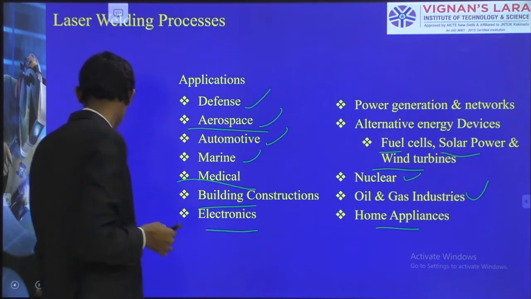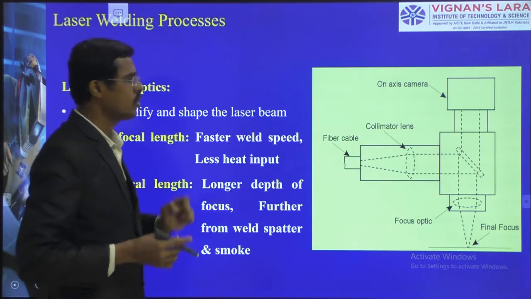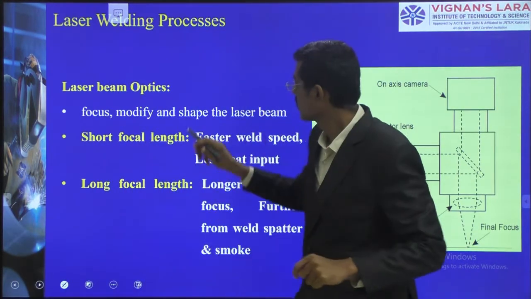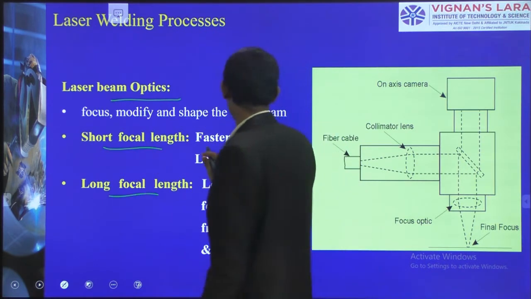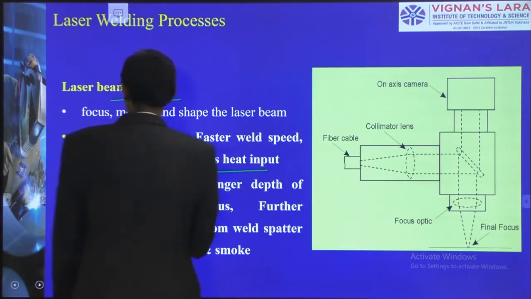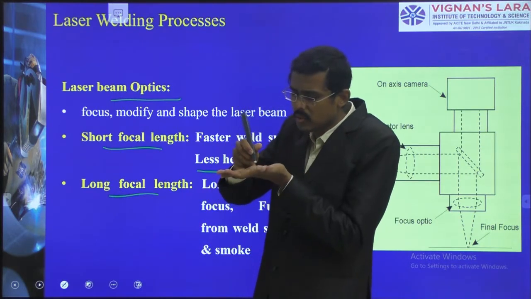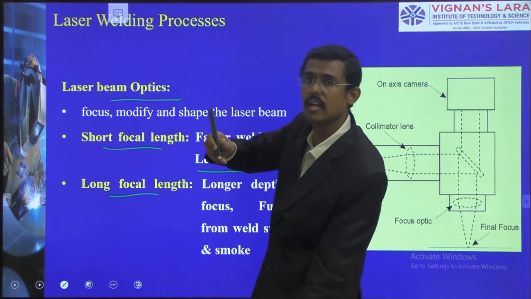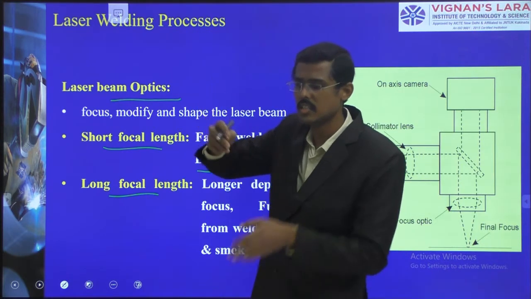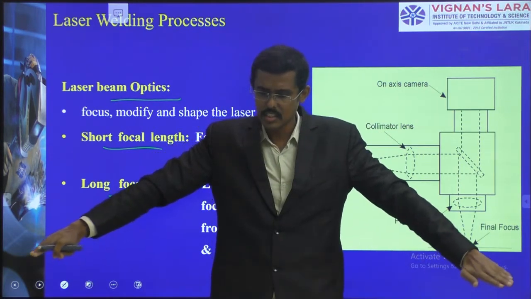Minute micro points. There are two methods in laser beam optics: short focal length and long focal length. With the faster weld speed, heat input is lower. Short focal length means we are keeping the focus very nearby. Long focal length, we are keeping the focus far away. What happens if the long focal length is there? The laser is distributed everywhere.